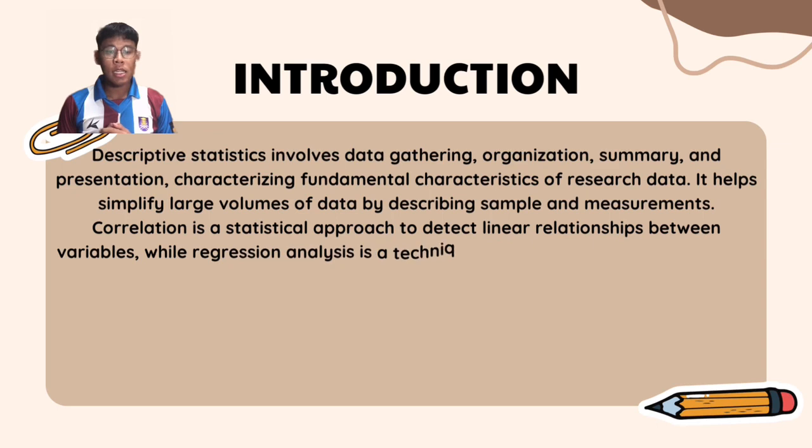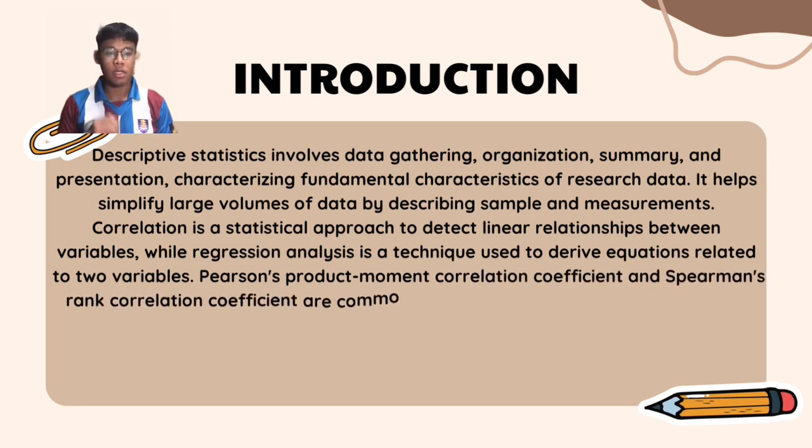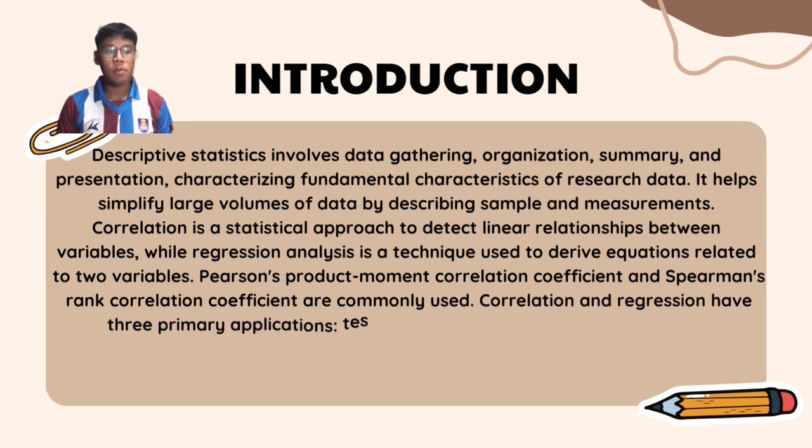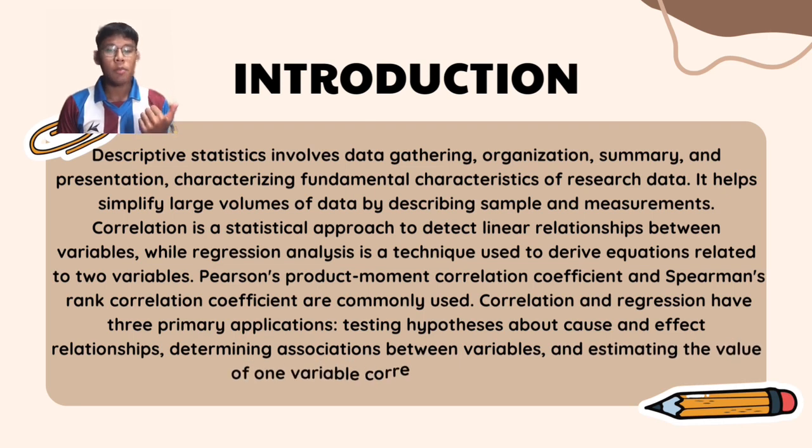Correlation is a statistical approach to detect linear relationship between variables, while regression analysis is a technique used to derive an equation related to two variables. Pearson product-moment correlation coefficient and Spearman rank correlation coefficient are commonly used. Correlation and regression have three primary applications: testing hypotheses about cause-effect relationships, determining association between variables, and estimating the value of one variable corresponding to another.